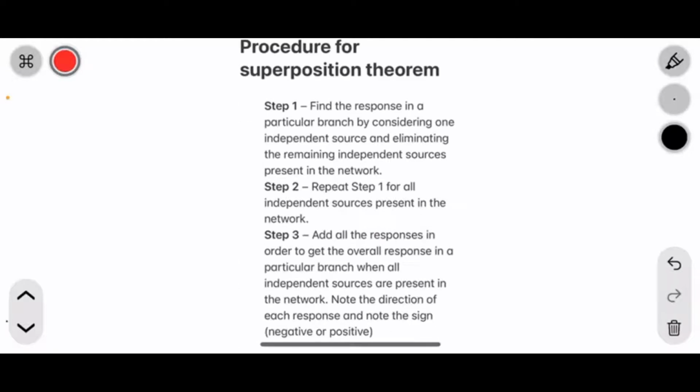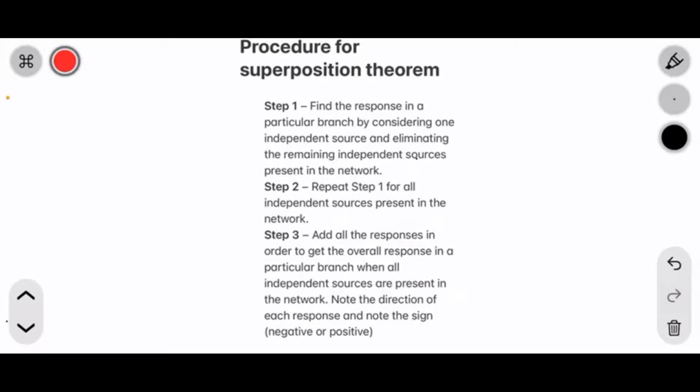Below are the procedures for you to follow when you are using the superposition theorem. Step 1. Find the response in a particular branch by considering one independent source and eliminating the remaining independent sources present in the network. What we mean is, you consider only one source. If it's a current source, you consider it acting alone. But remember, this source must be independent. Step 2 says, repeat step 1 for all independent sources present in the network.